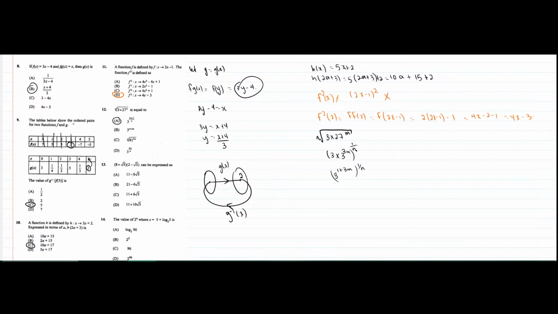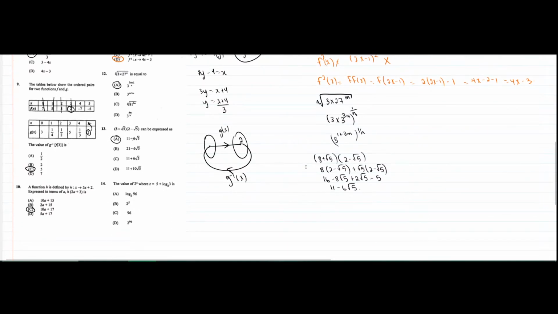So by so can be expressed as this is just multiplication. 8 plus root 5 into 2 minus root 5 is 8 into 2 minus root 5 plus root 5 into 2 minus root 5. 16 minus 8 root 5 plus 2 root 5, take away 5. 16 minus 5 is 11, minus 8 plus 2 is minus 6 root 5. 11 minus 6 root 5.